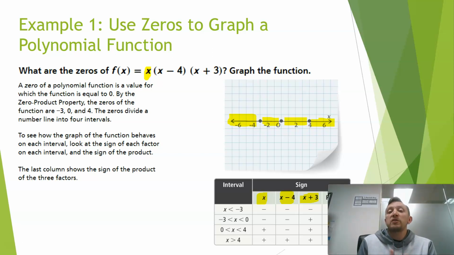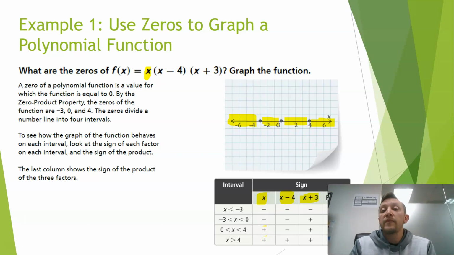If we were to pick a number smaller than negative 3 and put it in there for x, well, that's going to be a negative number. If I were to put a number between negative 3 and 0, say negative 1 or negative 2, any number in between is going to result in a negative answer. Now if I put a number between 0 and 4 in there for x, I would end up with a positive answer. And if I were to put a number bigger than 4 in there for x, I'd also end up with a positive answer.